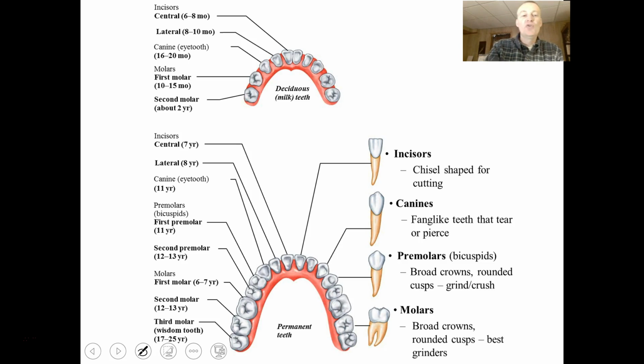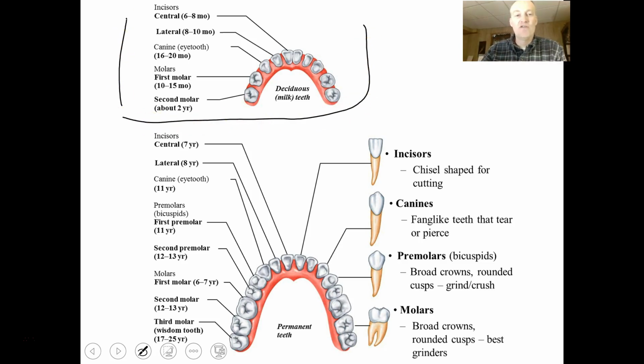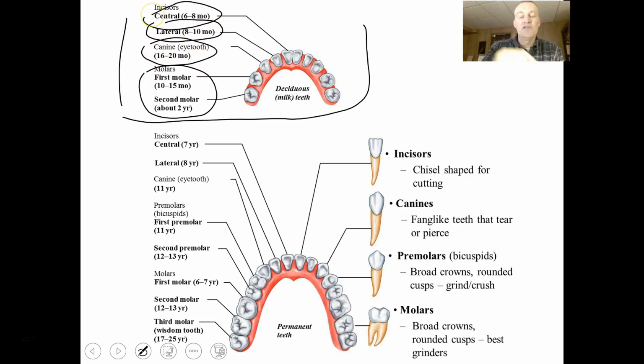So this is showing you what we call the milk teeth or deciduous teeth. We call them deciduous teeth because they shed or fall out. And these are the numbers that you have. So you have first and second molars, canines, and lateral and central incisors. So 20 of those teeth will all fall out.